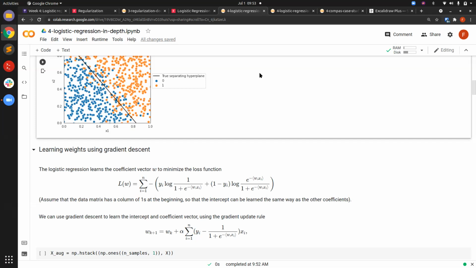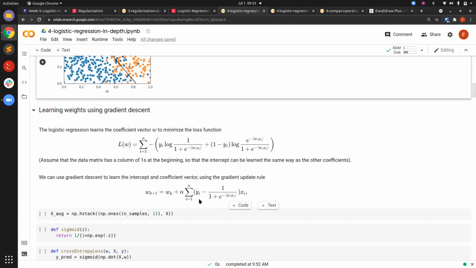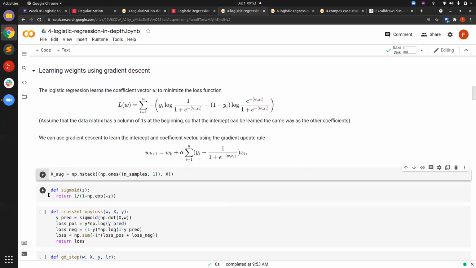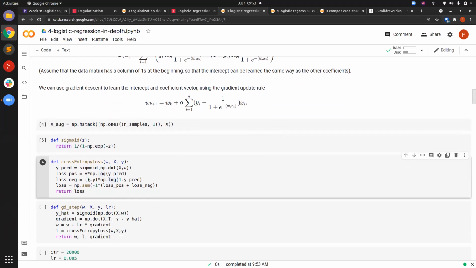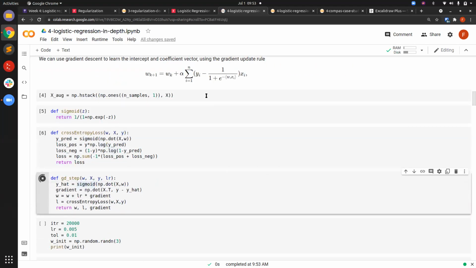Now, we mentioned in the lecture that there's no closed form solution for the logistic regression weights, but that you can learn them using gradient descent. So here we're just going to quickly show how we use gradient descent for this binary cross entropy loss function using this gradient update rule. So this is the gradient update rule based on the gradient of that sigmoid function. Okay, so you can see I defined a sigmoid function and a cross entropy loss function that implements this function here. And then here is my gradient descent step, which is based on this rule using the sigmoid and its derivative.